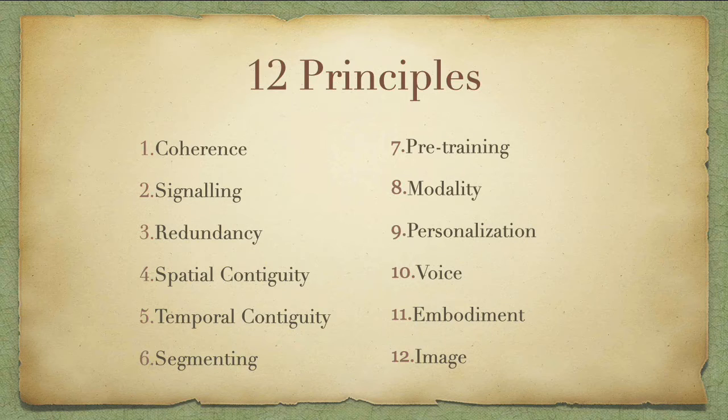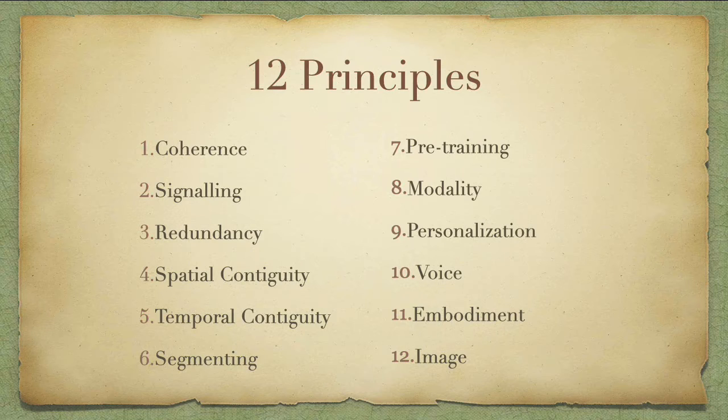4 is spatial contiguity. People learn better when corresponding words and pictures are presented near rather than far from each other on the page or screen. This is an area where the design of graphs and charts can be greatly improved. Look to reduce the use of separate legends and indexes in favor of direct labels. This helps reduce cognitive load.